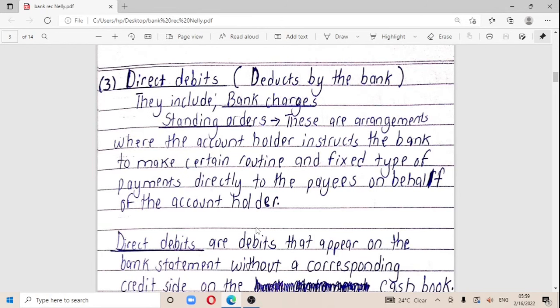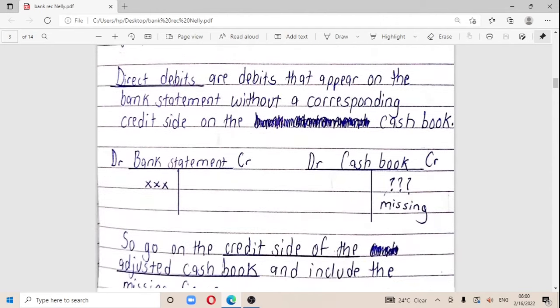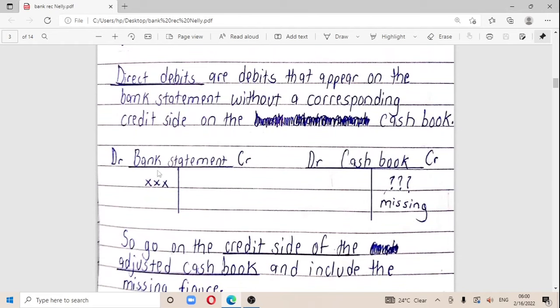So I can define this as debits that appear on the bank statement without a corresponding side on the cash book. From the word itself, when you hear direct debit, just know that it has to do with the bank. It's appearing on the bank. And where is it appearing? On the debit side, as the word itself says, without a corresponding credit side on the cash book. So this is how it will look. It would appear on the debit side of the bank, but without a corresponding credit side on the cash book.